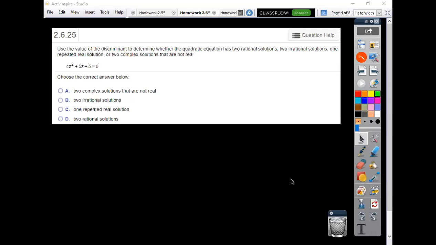2.6.25, Algebra 2 Math Excel. Use the value of the discriminant. Okay, so let's look for the discriminant here in this problem. That's a, 4, right there.